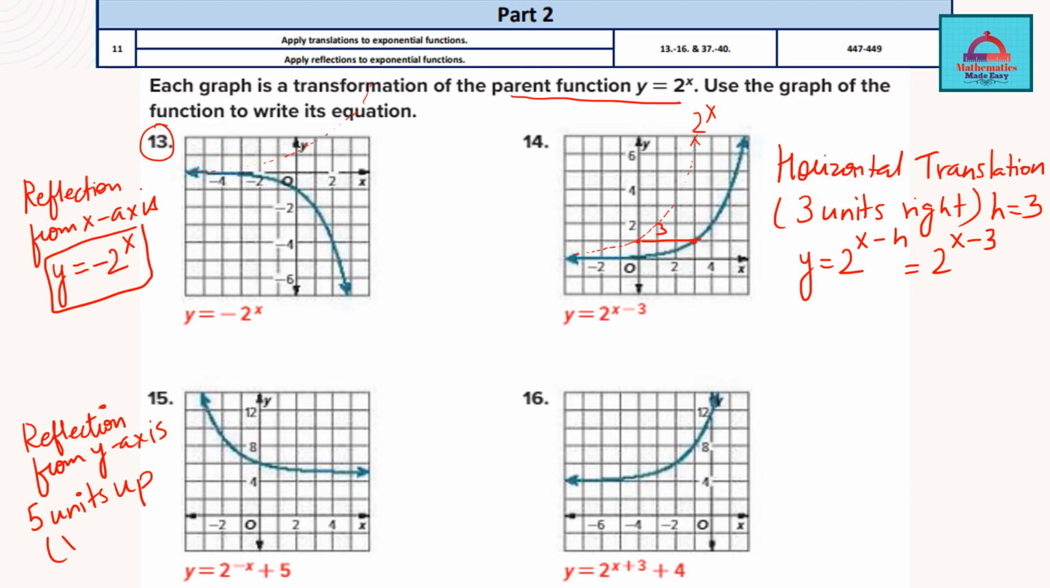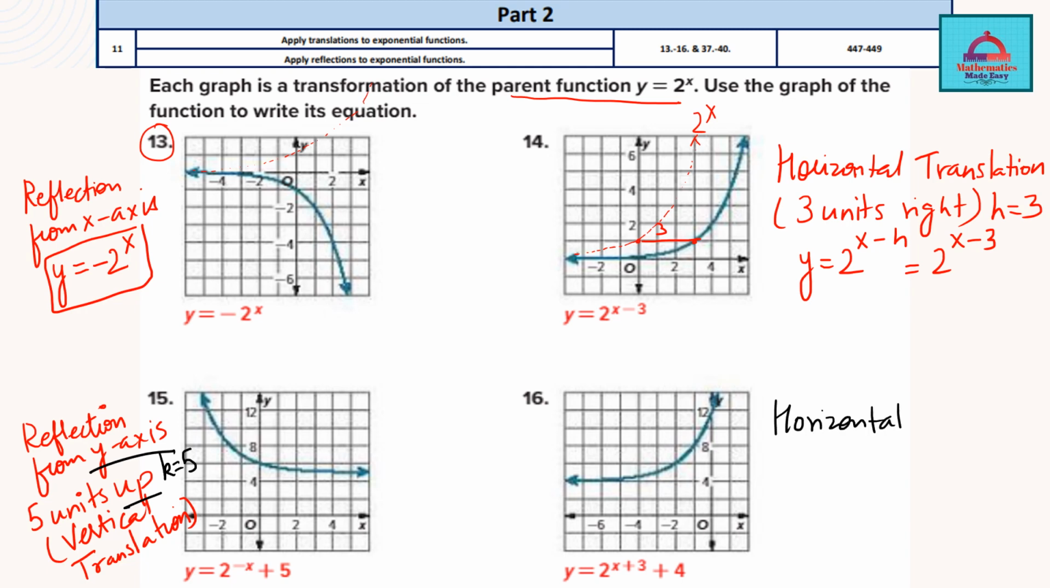So this is a question on two transformations. The first is reflection from the y-axis, and the second is the vertical translation where the graph goes 5 units up. So because it is vertical, the value of k is going to be 5 and it is going up, so it's going to be plus 5. So the equation is going to be y equal to 2 to the power minus x plus 5. Now notice there is a minus in the power because it is reflection from the y-axis, and plus 5 because the value of k is 5. So that's your answer.